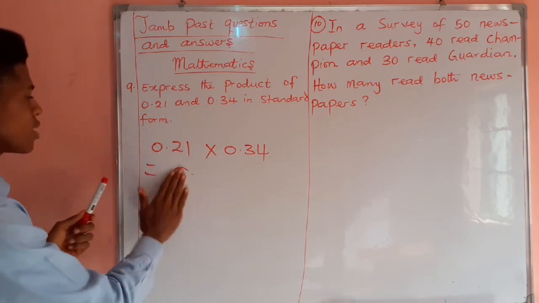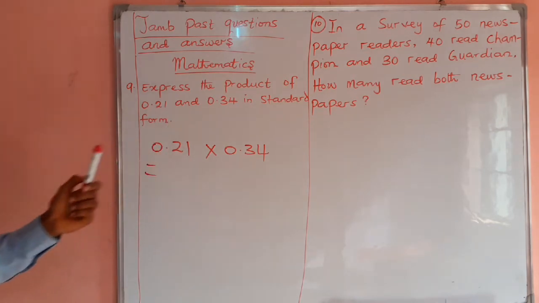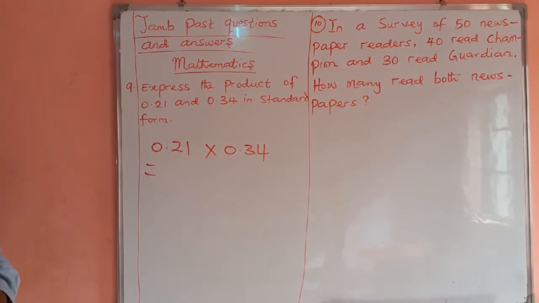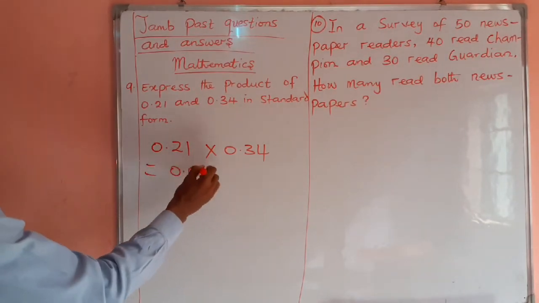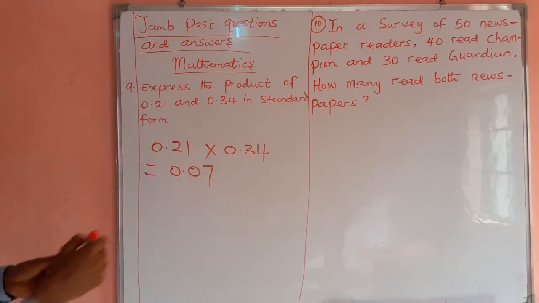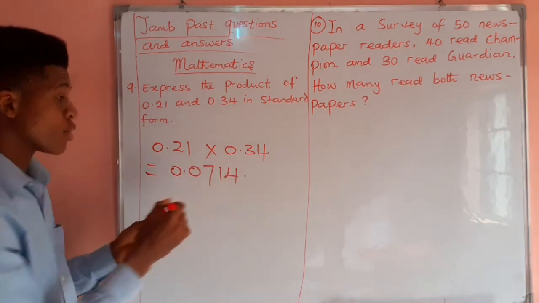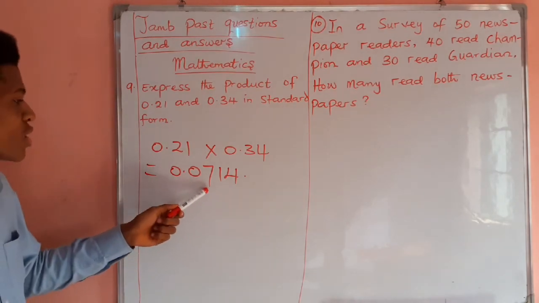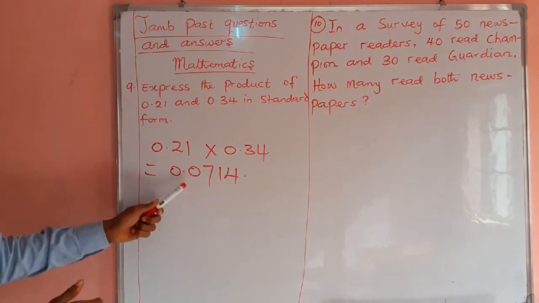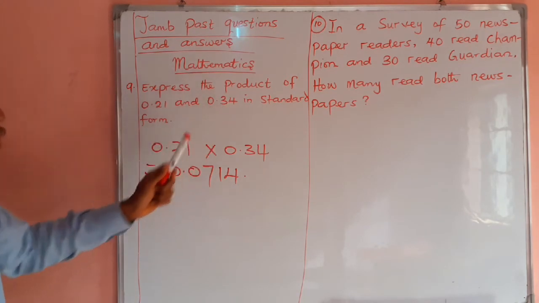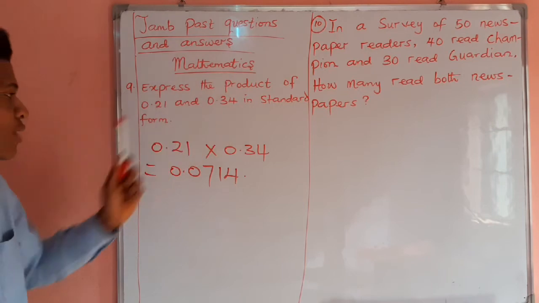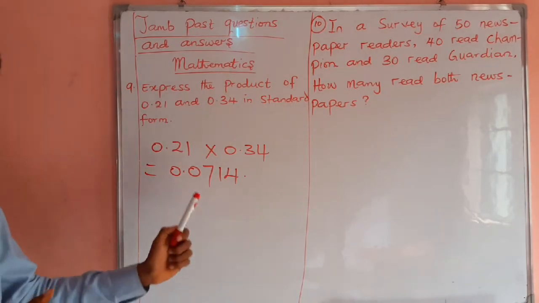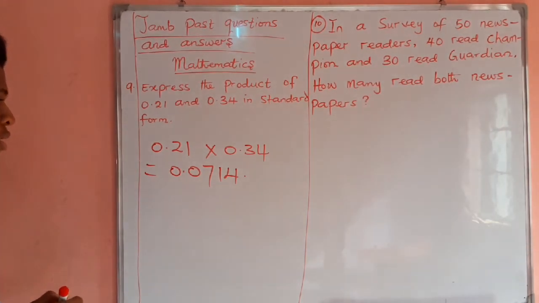Our answer is what? If you punch 0.21 times 0.34 into your calculator, you get 0.0714. I think I'm correct? Okay, thank you. 0.0714. And they say express the product of this in standard form. How do you express this in standard form? This is the difficulty most people are facing.